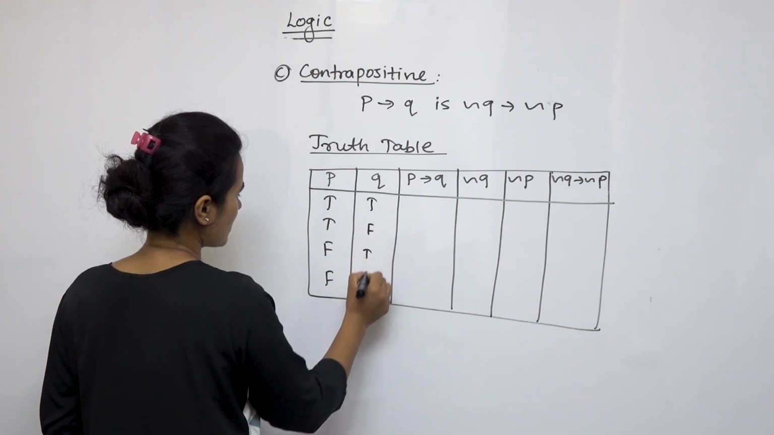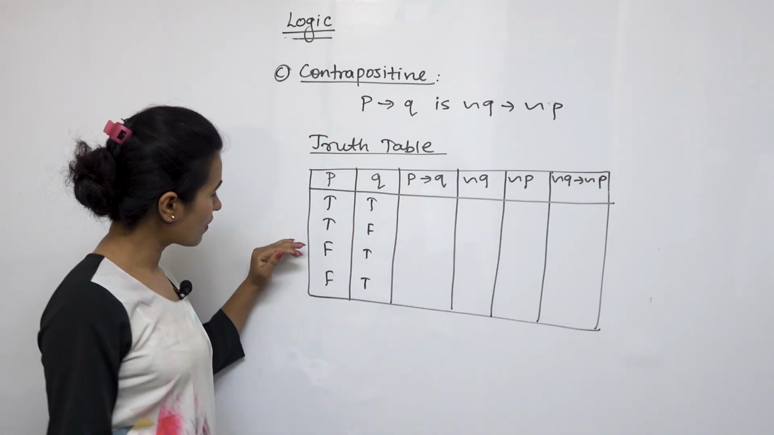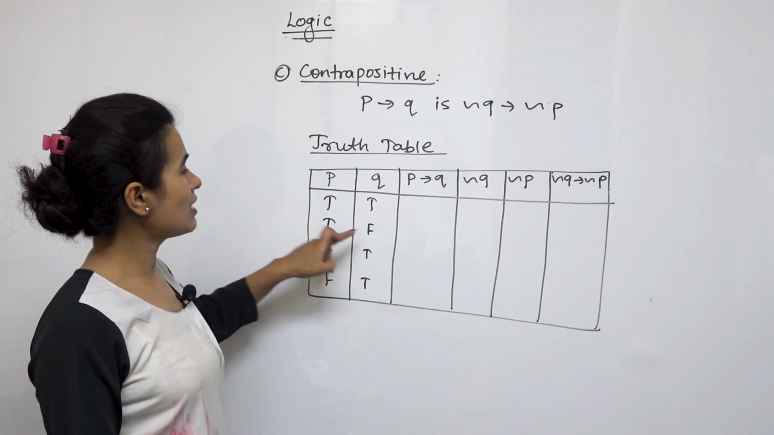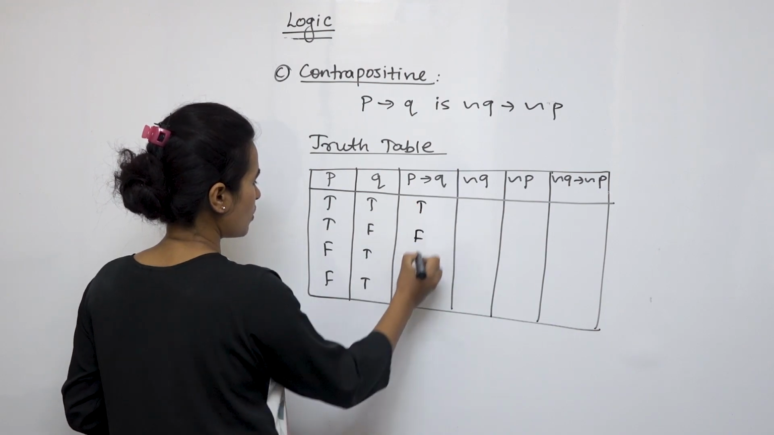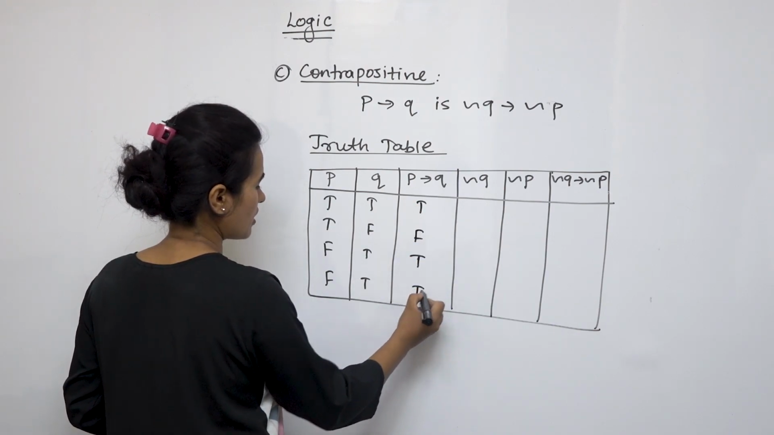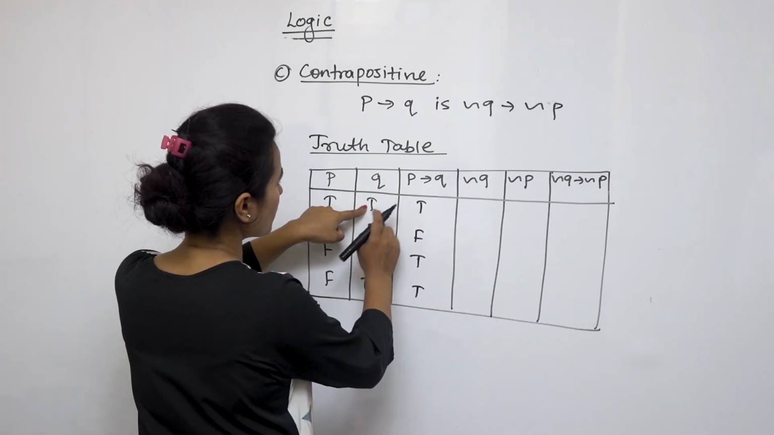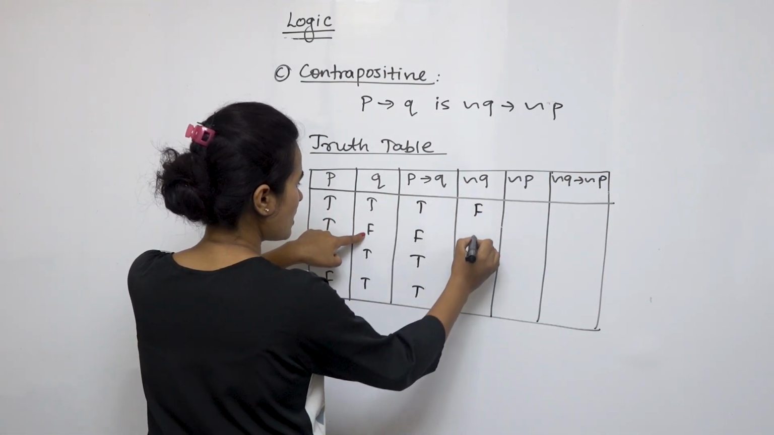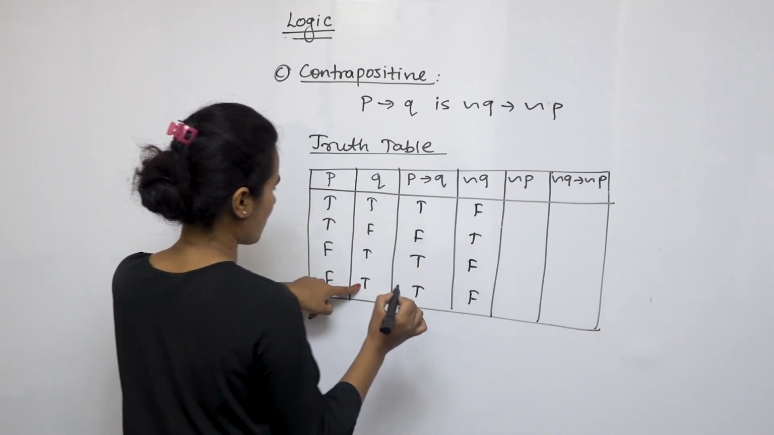Now TF, TT. As you are familiar, P then Q means if the hypothesis is true and the conclusion is false, the result is false. In all the cases beside this, the result is true. Negation Q means opposite of Q. Here it is true, write down false. Here it is false, write down T. Here it is true, write down F. Here it is T, write down F.